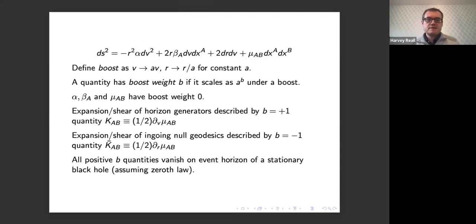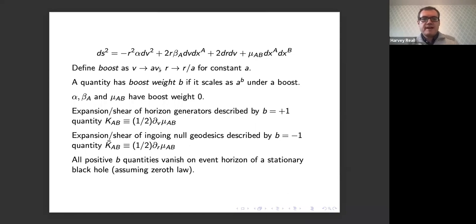So in these coordinates, the metric looks like this. It involves three unknown functions. There's this alpha here in the VV component of the metric. There's this beta in the Vx component of the metric. And there's this mu. Mu here is just the induced metric on a surface of constant V and R inside the horizon.